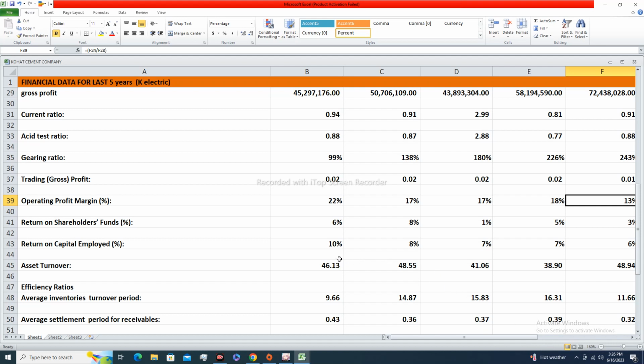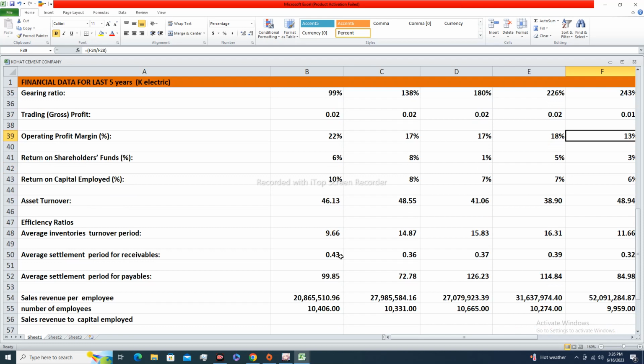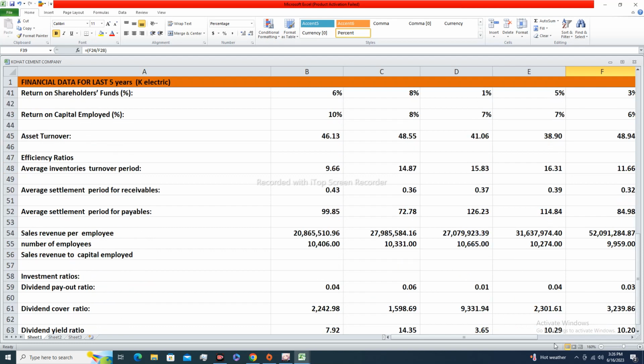After this we have efficiency ratios, in which we take averages to find our result. To find the average inventory turnover period, we calculate the average inventory held in that year and the past year. We add them, divide by 2, and then divide by the cost of sales for the year we are calculating. So you can see the result over the 5 year time period.